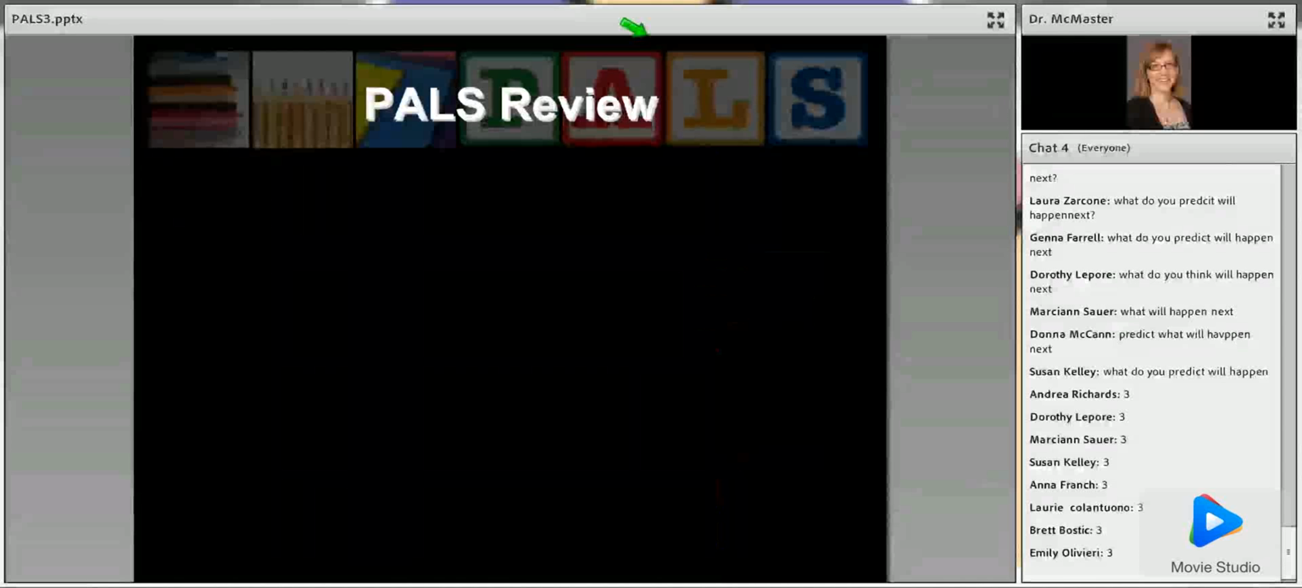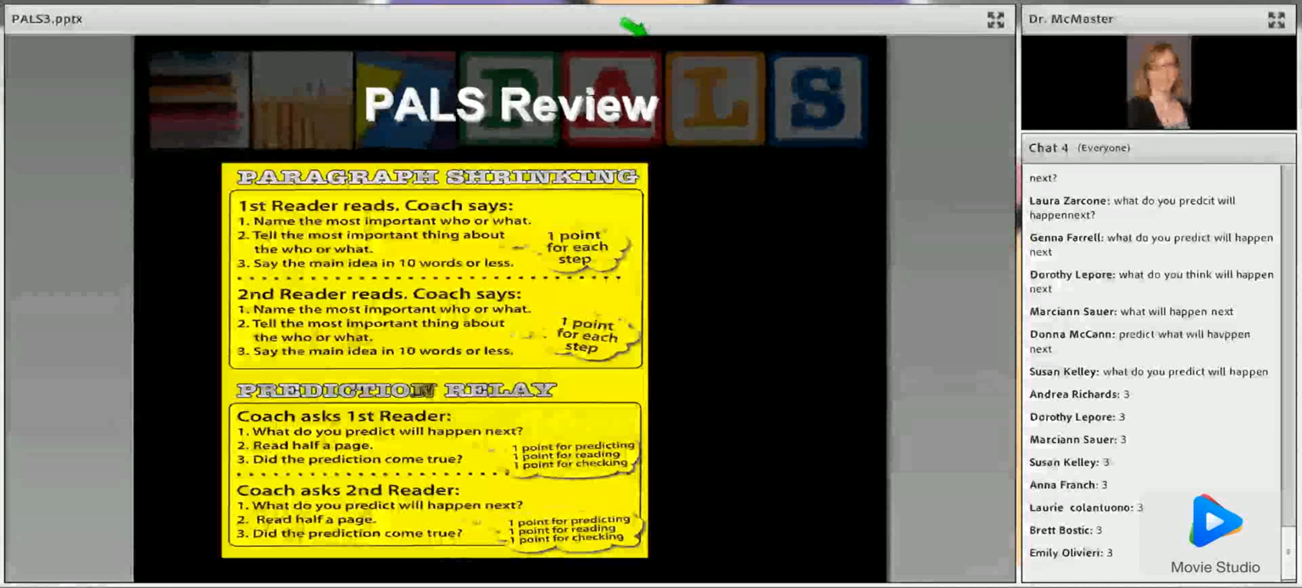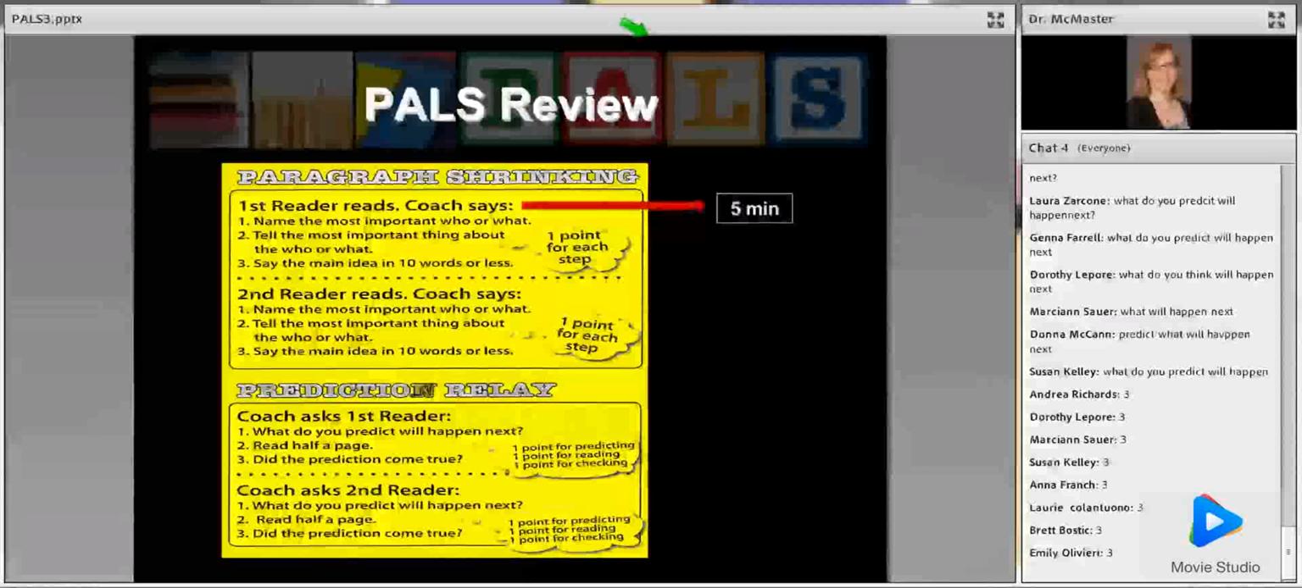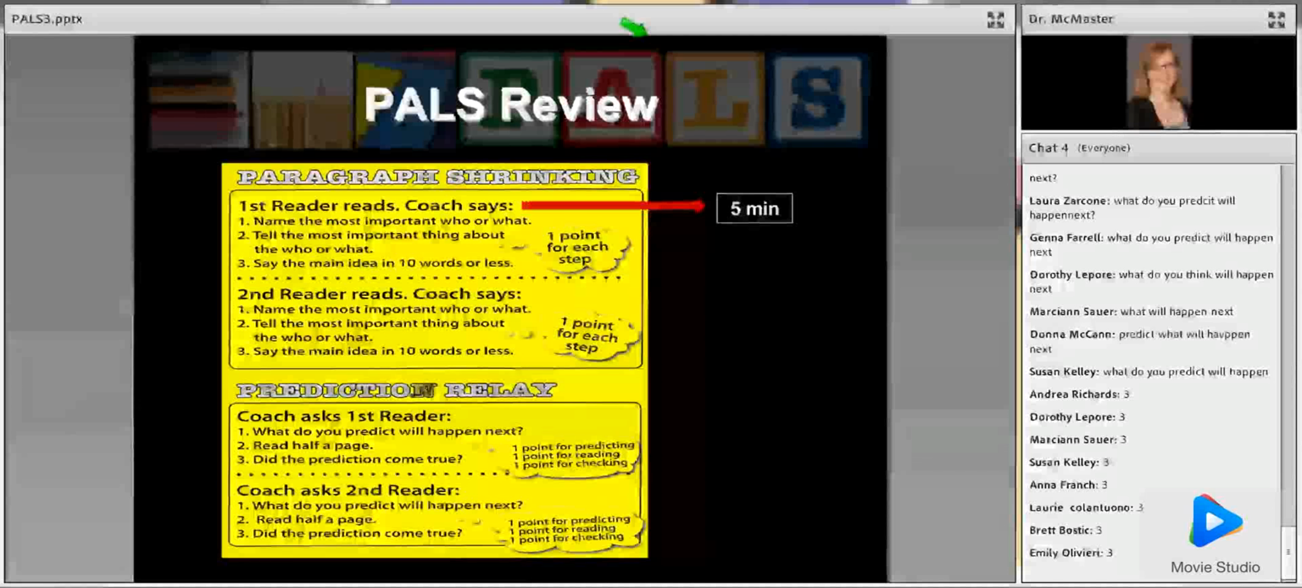After retell, they continue on to paragraph shrinking. So now they're going to continue where the second reader left off. The first reader is going to read, and they'll be reading new text for 5 minutes. After every paragraph, the coach will say, name the most important who or what, tell the most important thing about the who or what, and say the main idea in 10 words or less. And they'll mark 1 point for each step.